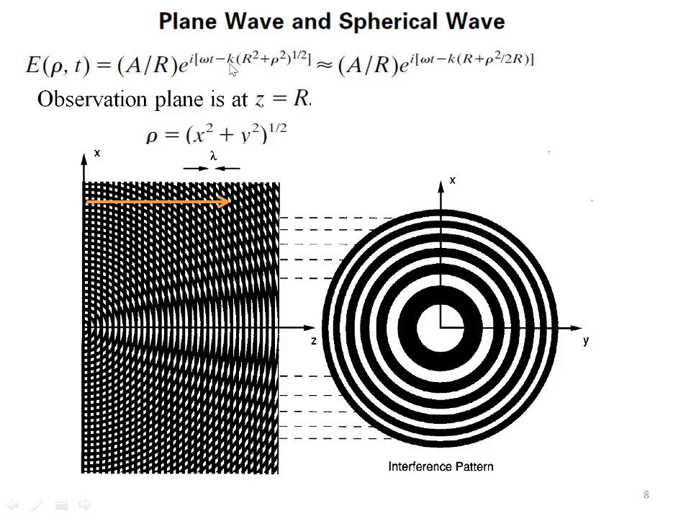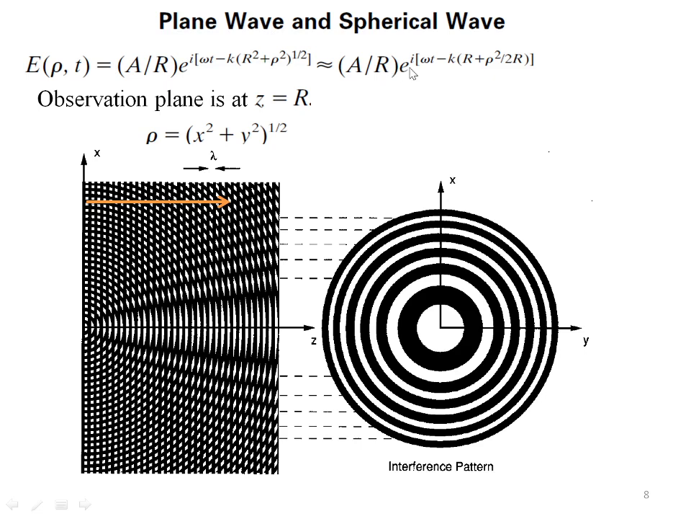So that is why this is just k into r. k is the magnitude of the wave vector, which depends upon lambda of course, and r is nothing but, so rho square here is nothing but x square plus y square. So rho is x square plus y square under root. So this term is nothing but x square plus y square plus z square, and z square is nothing but r square. So that's it. This is k into r.